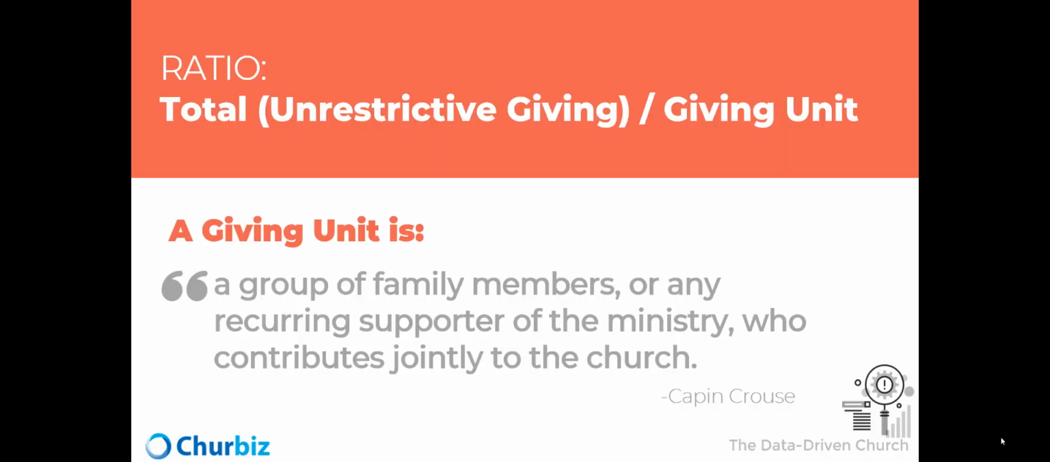The next part of this metric is calculating total unrestricted giving by giving unit. Now, a giving unit is a group of family members or any recurring supporter of the ministry who contributes jointly to the church. Now, in this definition, there are a few key explanations that I need to give you. Number 1, a group of family members. And number 2, recurring.